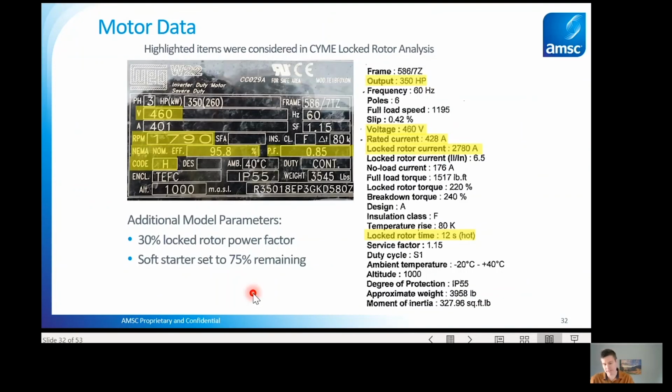We took a look at this application, and as I emphasized in the previous portion, what we really need to know is the nameplate rating of that motor, and then we can start scaling the solution based on this. This was a 350 horsepower motor. It did have a soft starter on it, and that soft starter was set to 75% remaining. We can see a couple of other parameters here, but the key ones are knowing that there's a soft starter and what that set point is, and also knowing the nameplate rating of the motor.